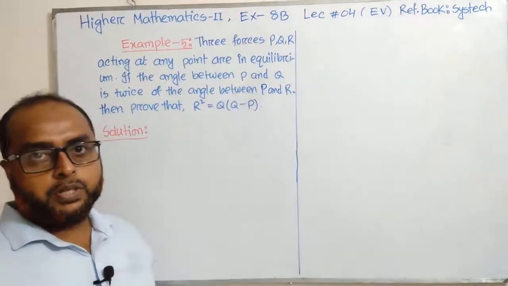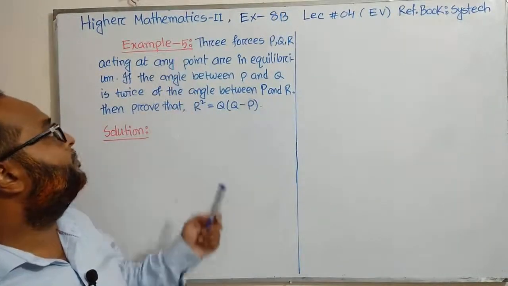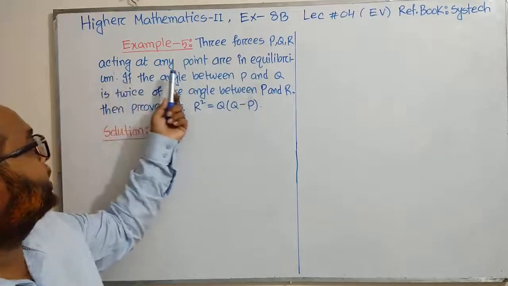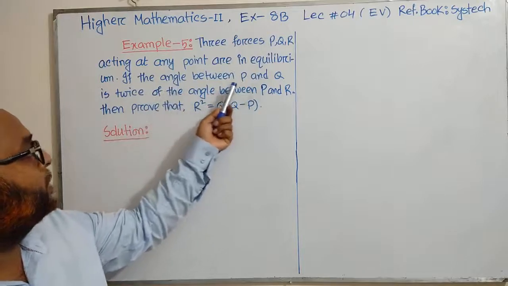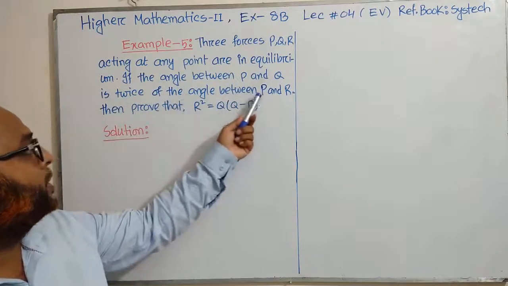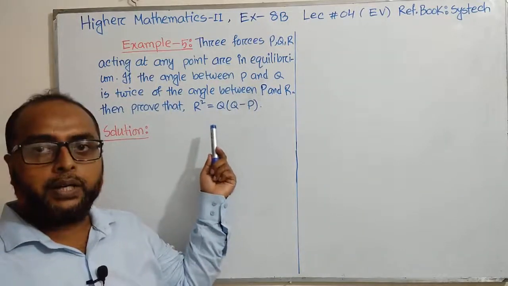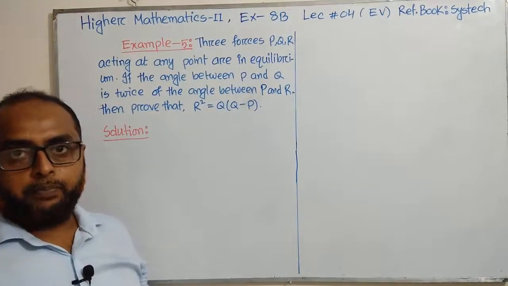Okay, my dear students, our second problem is example number 5. There are three forces P, Q and R acting at a point, in equilibrium. If the angle between P and Q is twice the angle between P and R, then it is required to prove that R square equals Q into Q minus P.